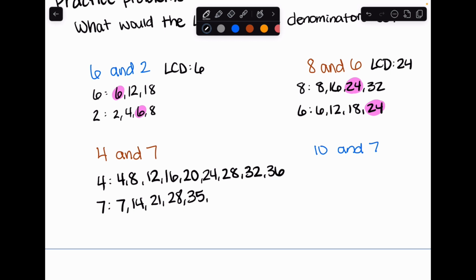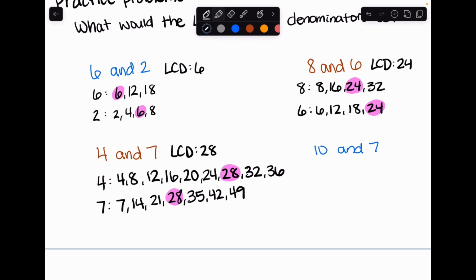All right, for 35, I've got 42, and I've got 49. Okay, looking at both lists, I have a 28, and I have a 28. So in that case, my LCD is 28.